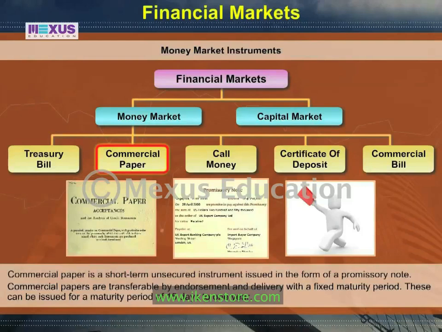Commercial paper. Commercial paper is a short-term unsecured instrument issued in the form of a promissory note. Commercial papers are transferable by endorsement and delivery with a fixed maturity period. These can be issued for a maturity period of 15 days to 1 year.